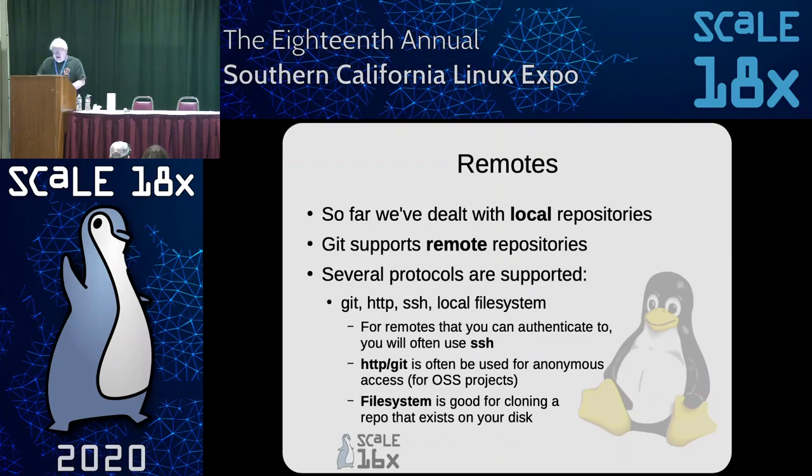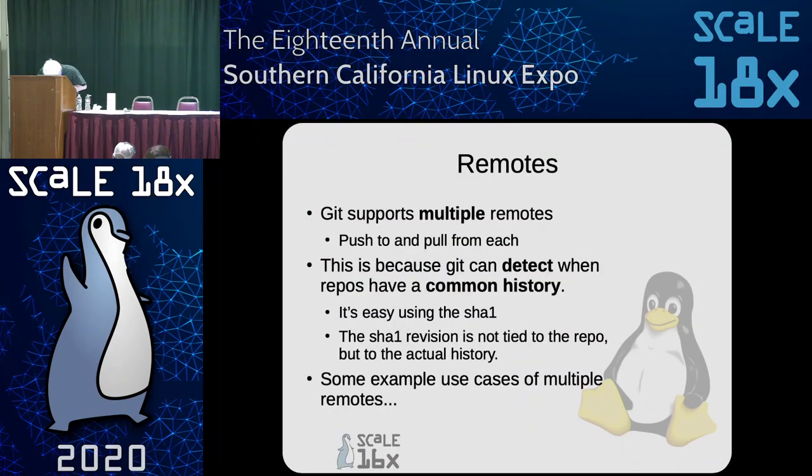You know, when you clone from GitHub, you'll see the http://github.com/blah whatever. And file system is good for cloning a repo that already exists on your local disk. Git supports multiple remotes. You can push and pull to and from each. This is because Git can detect when repos have a common history. Very easy since you have the SHA-1 hashes.